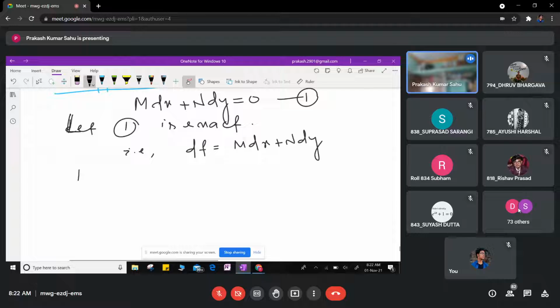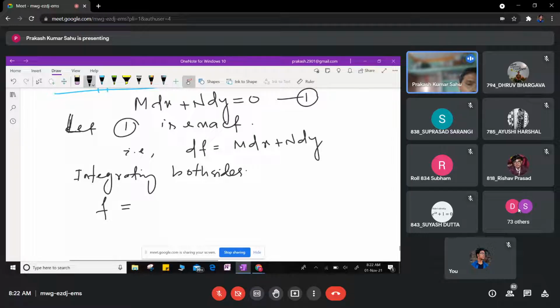So integrating both sides, the left hand side will be f. And what is your right hand side? You can see one function with respect to x and another with respect to y. So when you integrate the right hand side, either we integrate with respect to x or we integrate with respect to y, not both at a time.